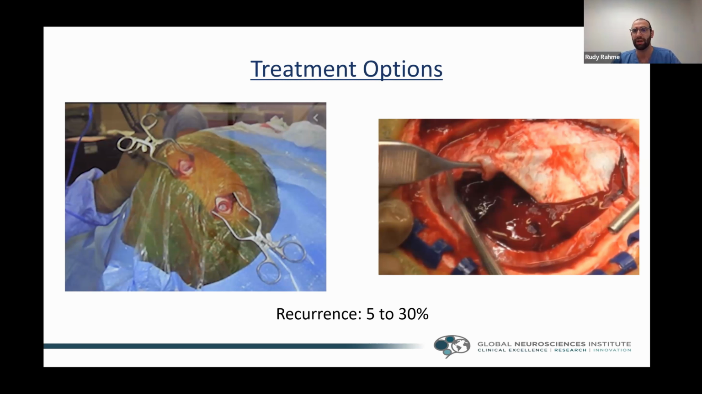There are other treatments that were tried, including steroids, which showed a worse outcome in the end. And we also tried stents, which were questionable, not great. So the recurrence rate of our best treatments is about 5 to 30%.